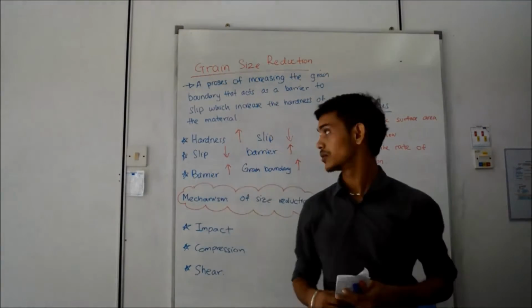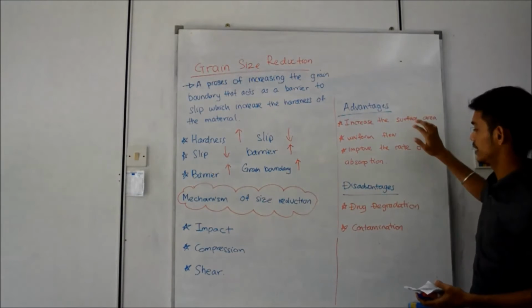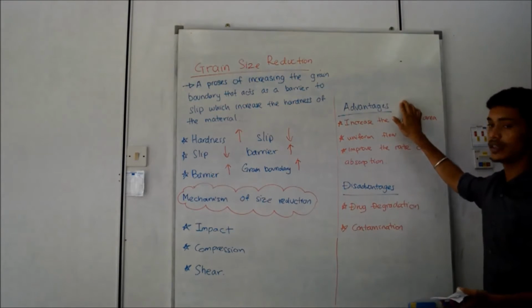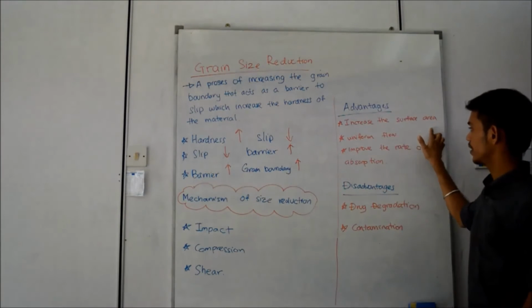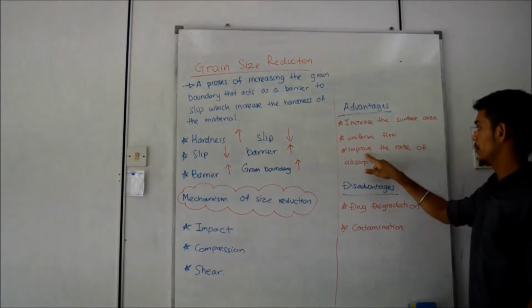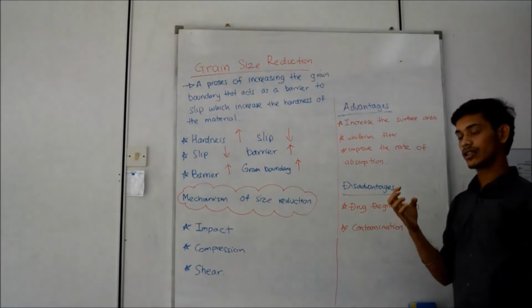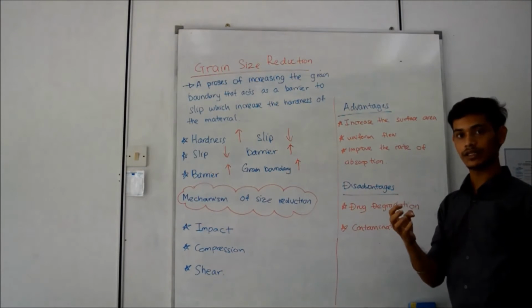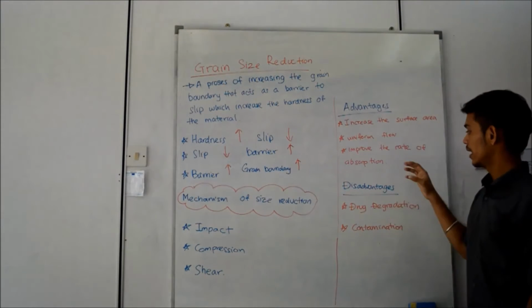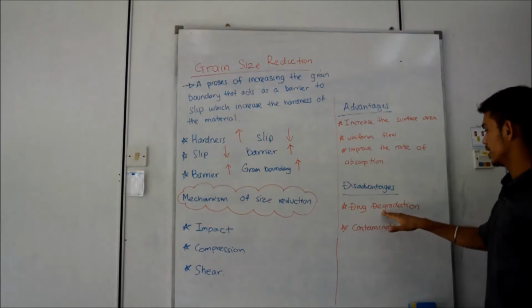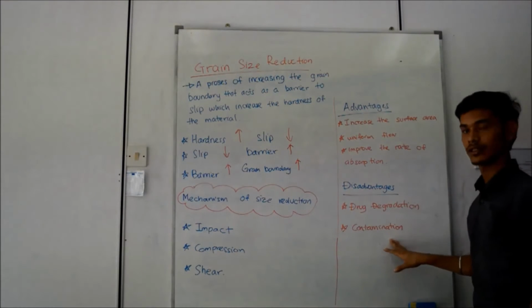Now let's take a look at the advantages and disadvantages. Advantages: increased surface area, uniform flow, and improved rate of absorption. This is because the smaller the particles, the greater the absorption. And disadvantages are the drop, degradation, and contamination.